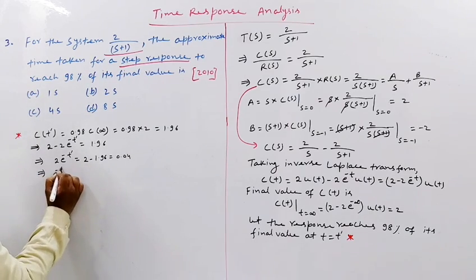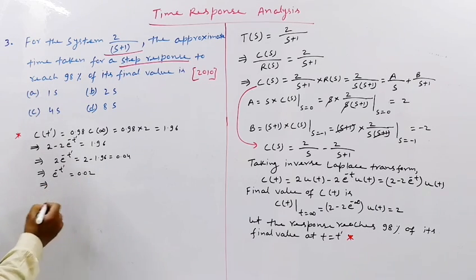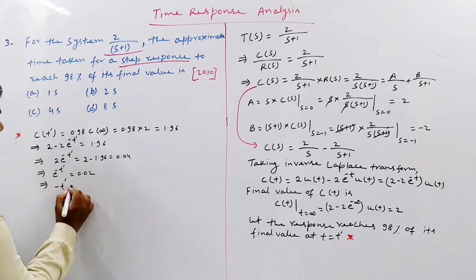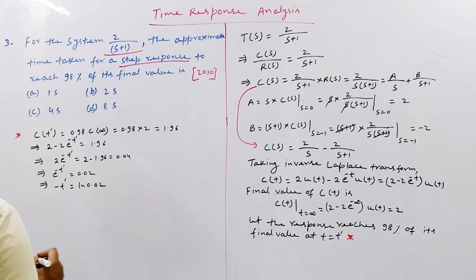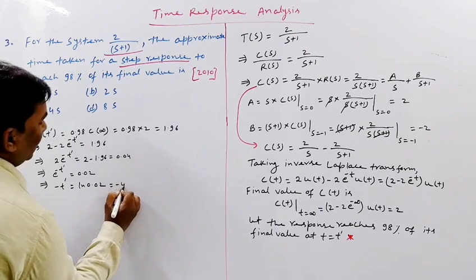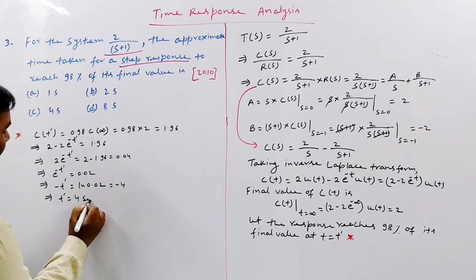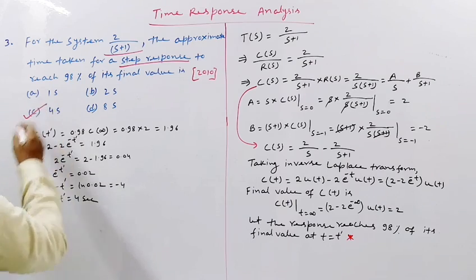Now e to the power minus t dash is equal to 0.02. Now if we take the natural log of both sides, then t dash equals minus ln 0.02. If we take the natural logarithm of 0.02, it comes around minus 4. So t dash will be nothing but 4 seconds. So which option is correct? Option C is correct.